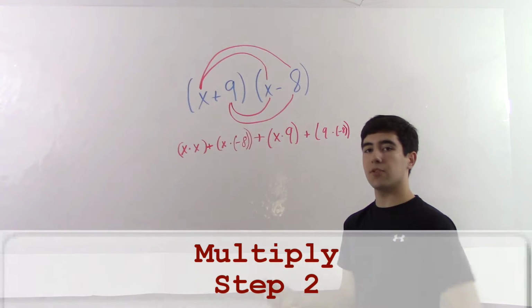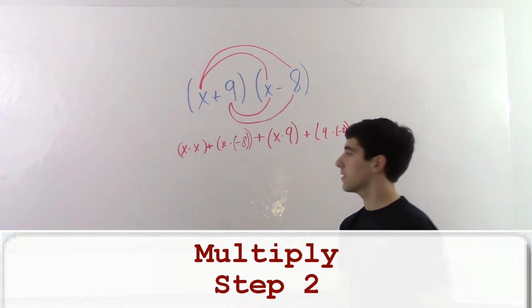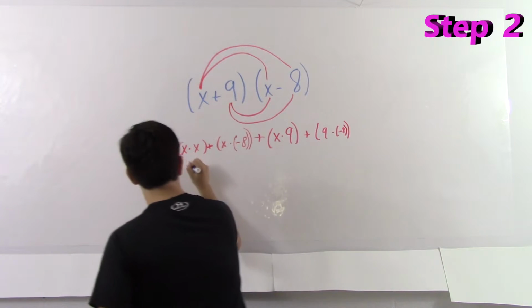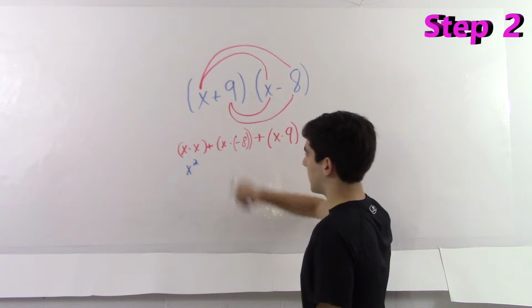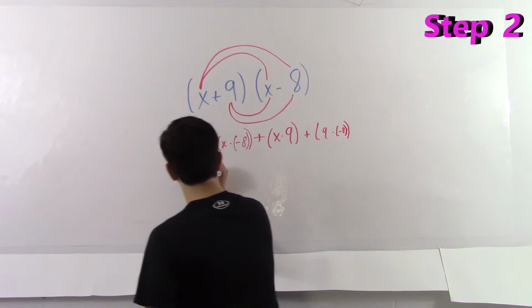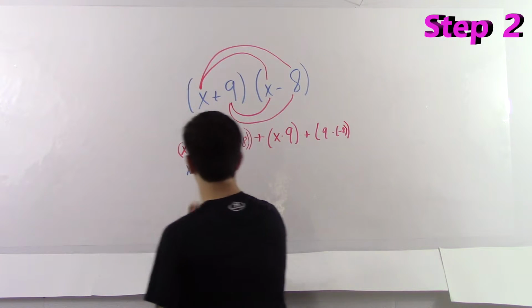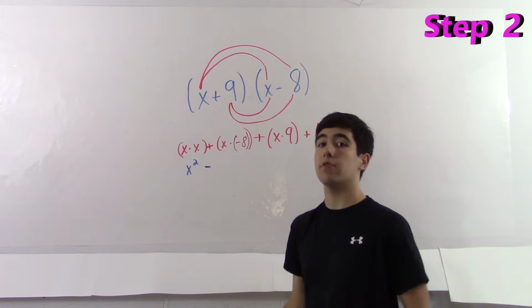Our next step is to multiply what we just distributed. X times x is x squared. Positive x times negative 8 is negative 8x. So now that sign changes to a negative because a positive times a negative makes a negative.